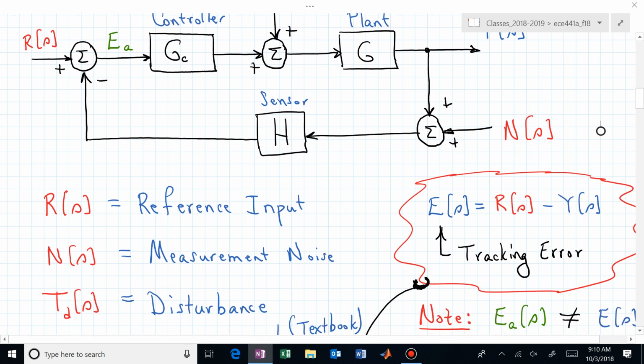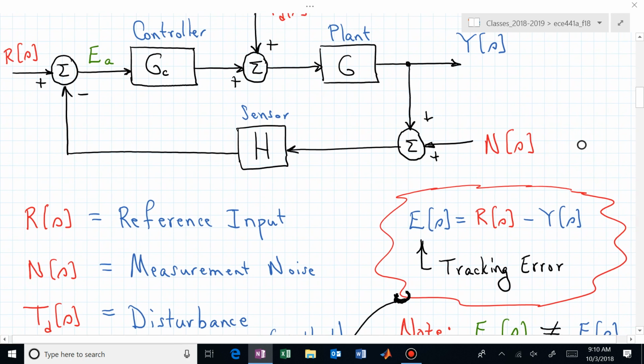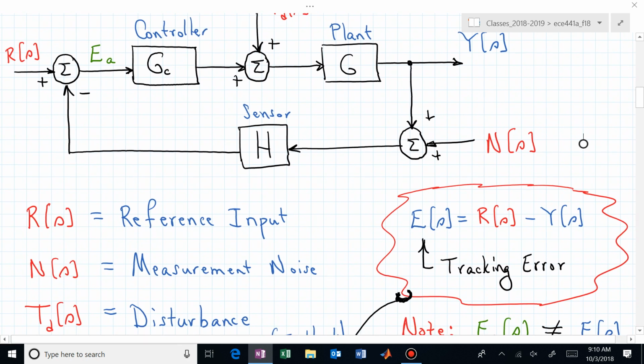Here are just the different labels. R is the reference input, N is the measurement noise, and T sub D is our disturbance. But I want to draw your attention to something that you might gloss over if you're quickly reading through this material. And that is the difference between that signal E sub A coming out of the summing junction and E that I've now highlighted in red. They are not the same.